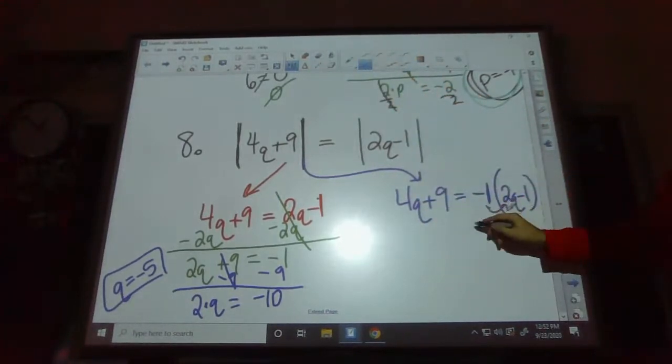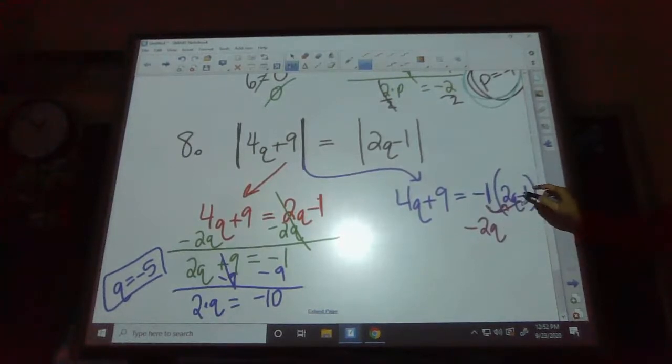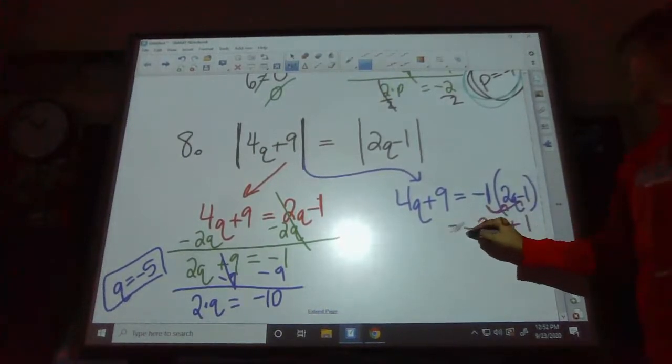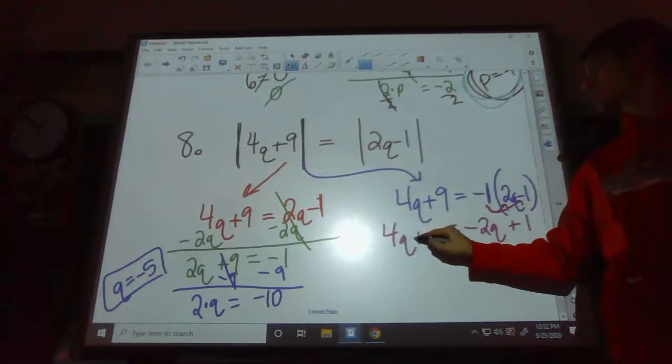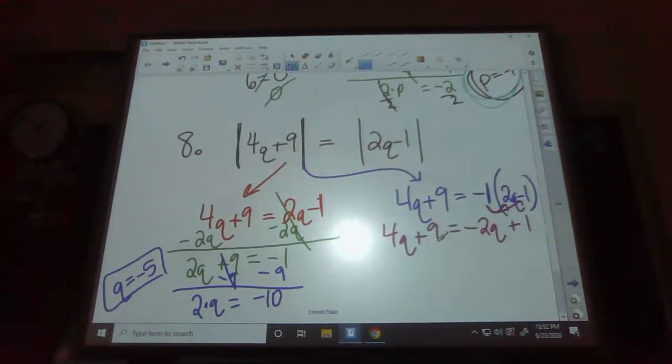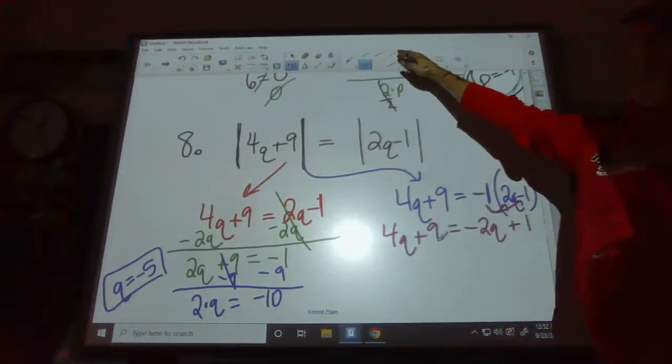On the other question, same idea, right? Except now we have to distribute first. Negative 1 times 2q. Negative 1 times negative 1. And then on the left, I get this. Just copied down.